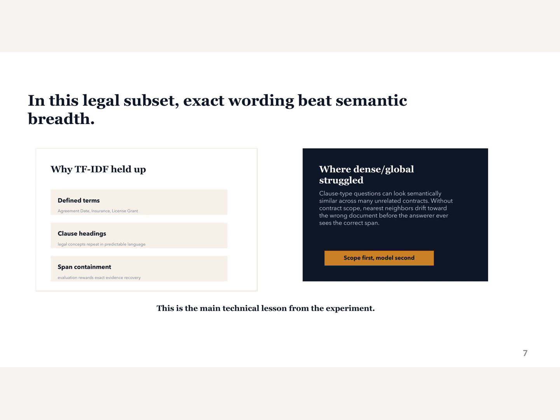The evaluation also rewards exact evidence recovery, so retrieving the right legal language matters more than producing a broad semantic match. Dense retrieval is still useful, but in a global setting it can drift toward a passage that sounds conceptually similar while belonging to the wrong document. For this project, the lesson is scope first and model second. A stronger model cannot fully compensate for a poorly defined retrieval boundary.